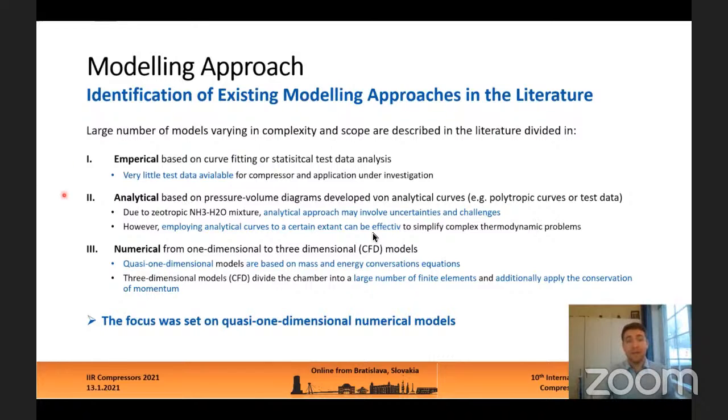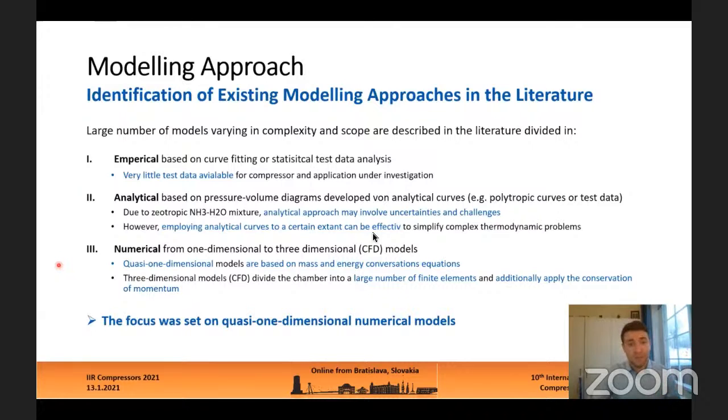The second one is the analytic approach based on pressure-volume diagrams developed on analytic curves, for instance, polytropic curves or test data. Here, due to the zeotropic ammonia-water mixture, the analytic approach might involve uncertainties and challenges. However, employing analytic curves to a certain extent can be effective to simplify complex thermodynamic problems, so we will come back to this later.